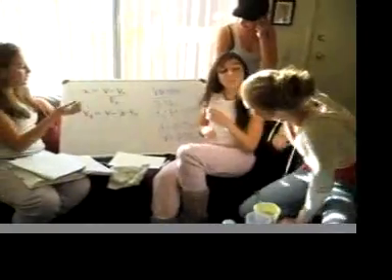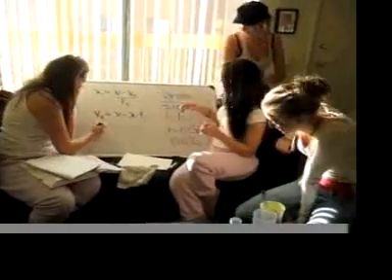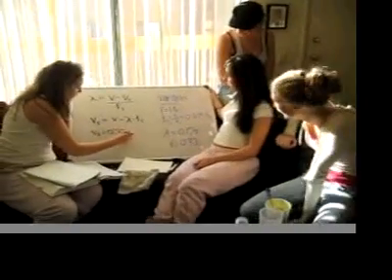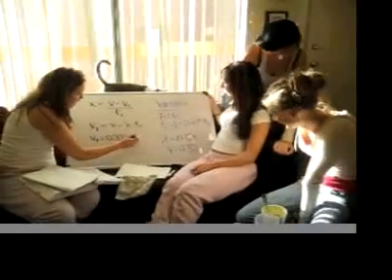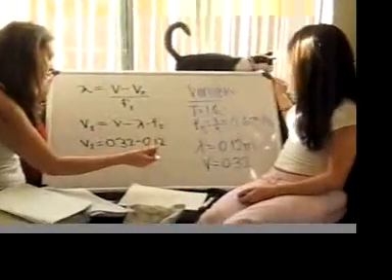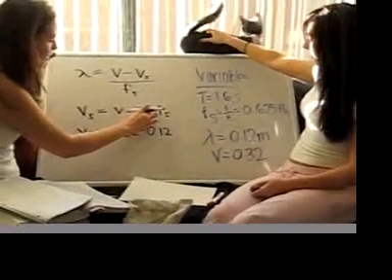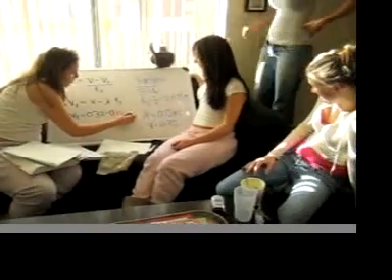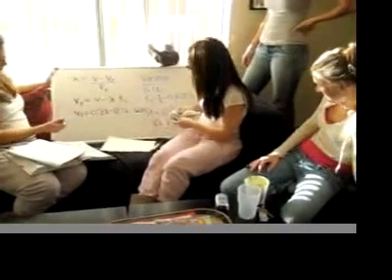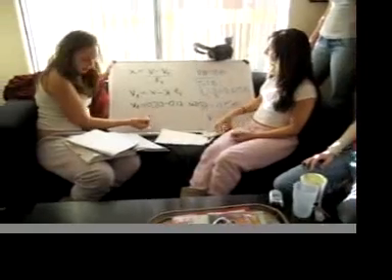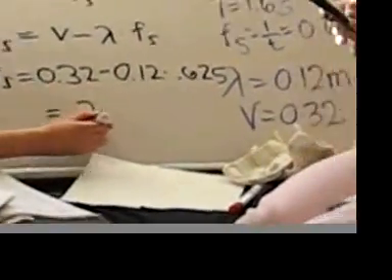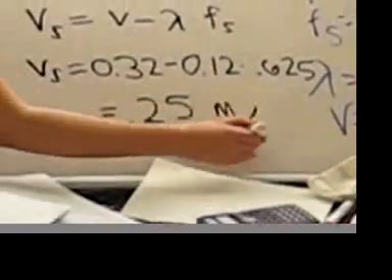So Lonnie, next what we do is we plug the variables into this equation. Right, makes sense. So we have V, which is 0.32, and then we have that to be 0.12 times... Oh, this is not minus, this is times. Oh, okay, yeah, that makes more sense. And then times f, which is 0.625. Then we multiply that out with our calculator. And we get 0.25. Is that what you got? Yep, that's what I got. Meters per second. Cool.